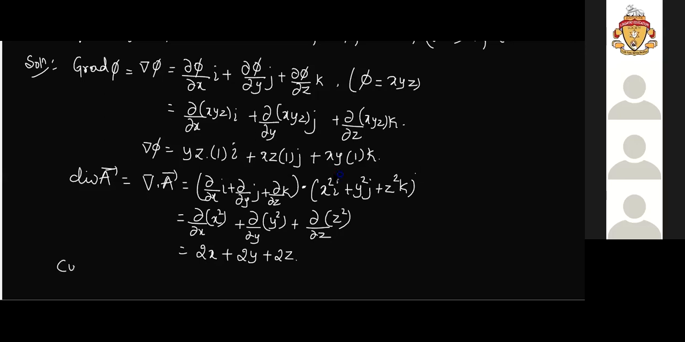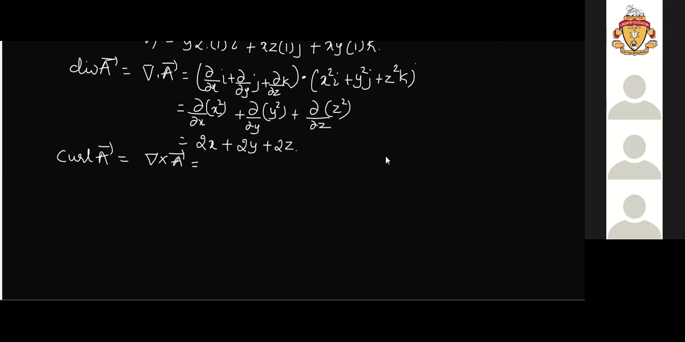Okay, I'll go for the next one, which is curl of A. Curl means it is cross product with del, isn't it? It is del cross A. So whenever you have a cross product, how to take it? In terms of a determinant.